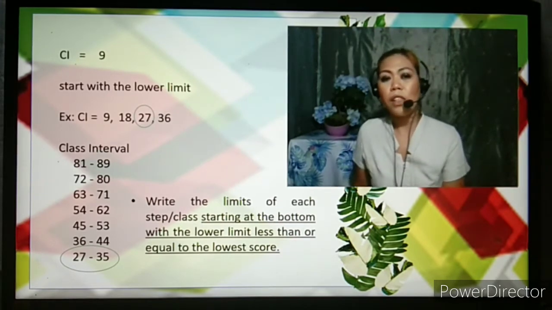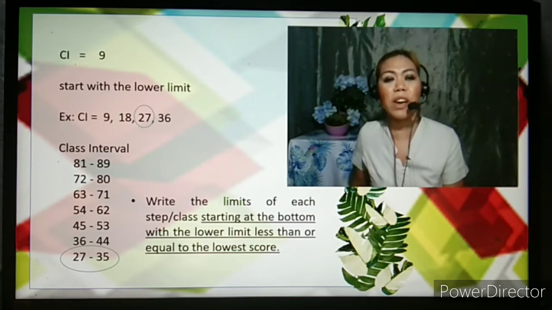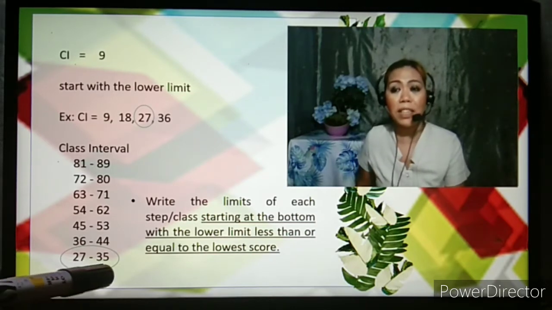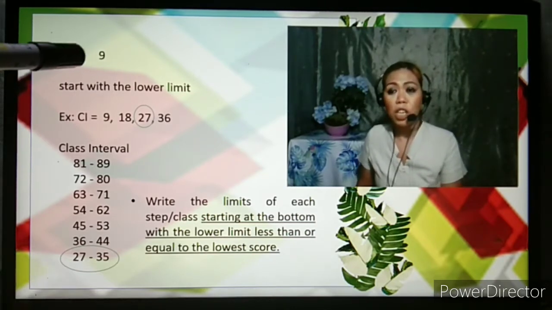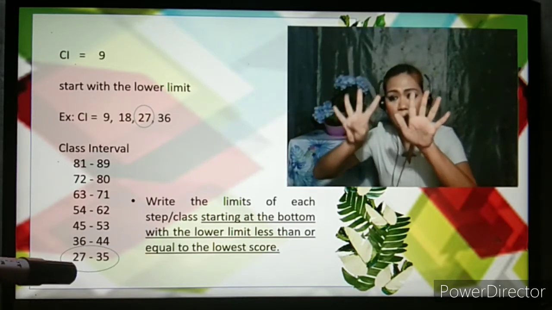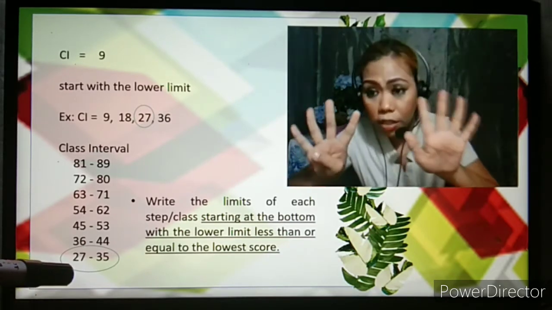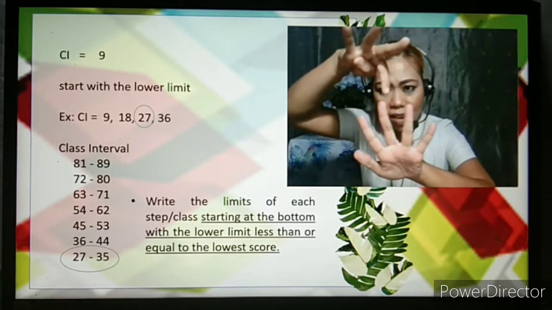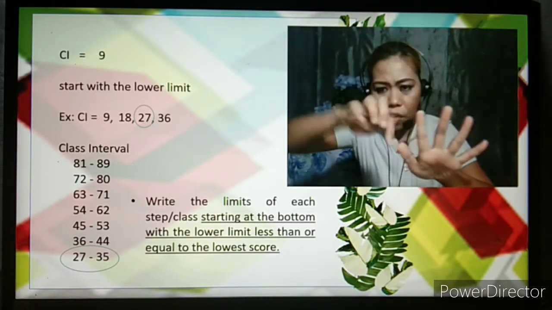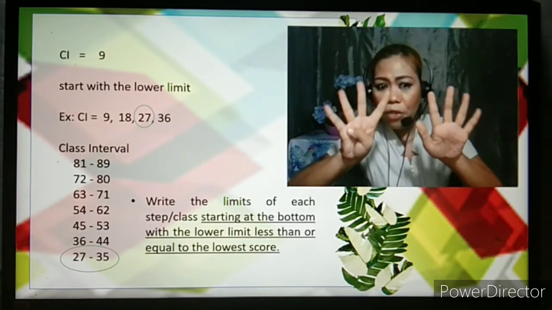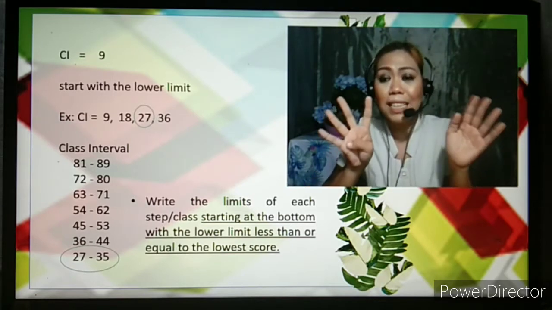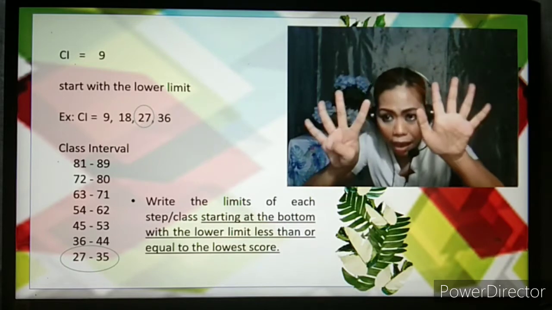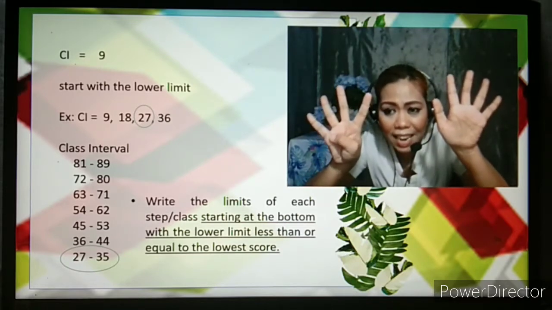Okay, so the first number that we have to put right here is 27. And remember, the class interval is 9. So here's what we're gonna do. 27. Here's the technique. 27, 28, 29, 30, 31, 32, 33, 34, 35. So the first interval is 27 to 35. Okay? Did you get it?